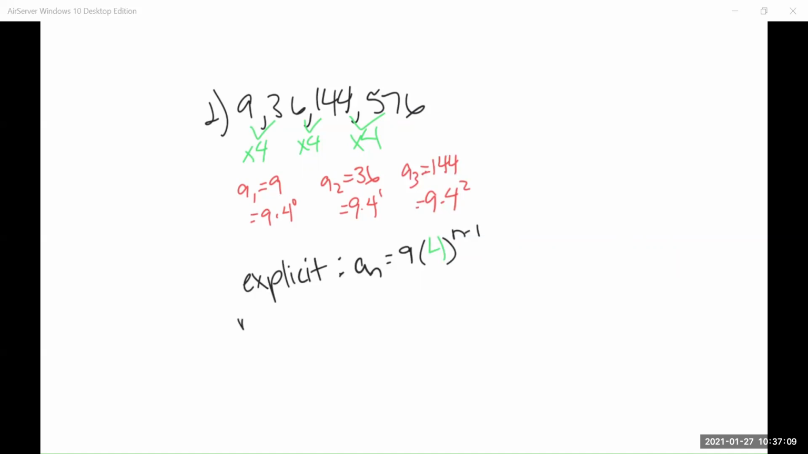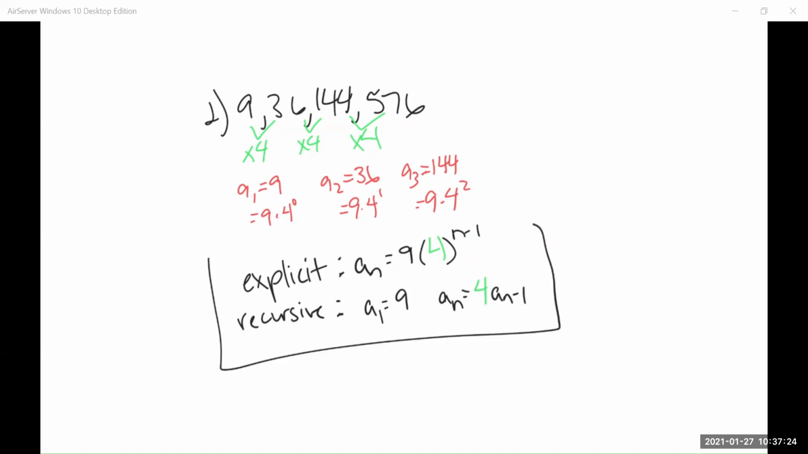And if I want recursive, I first state my first term is 9, and then how do I get to my next term? I am multiplying the previous term times 4. Okay, so that is explicit and recursive formulas.